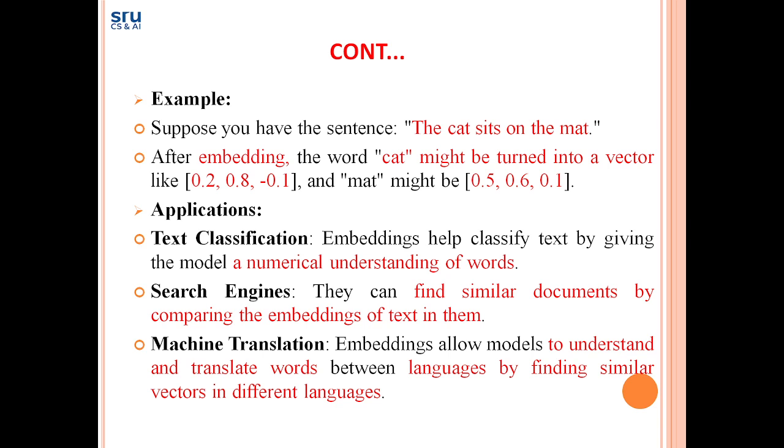Example: suppose here we have the sentence, the cat sit on the mat. After embedding, the word cat might be turned into a vector like, say, 0.2, 0.8, minus 0.1. Mat might be, say, 0.5, 0.6, 0.1. Its applications here, say, text classification, search engines, machine translation.